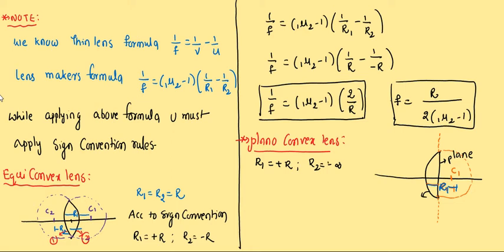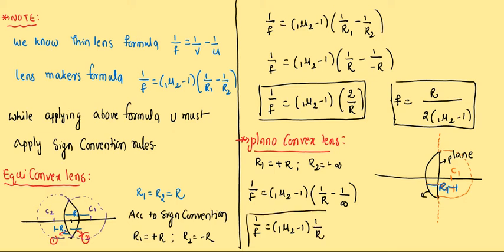Then you substitute. We get 1 by F is equal to (mu2 minus 1) into (1 by R1 minus 1 by R2). This formula we have to apply. Finally we get one equation, that is 1 by F is equal to (mu2 minus 1) into 1 by R. From this, F, the focal length of the lens, is R by (mu2 minus 1).